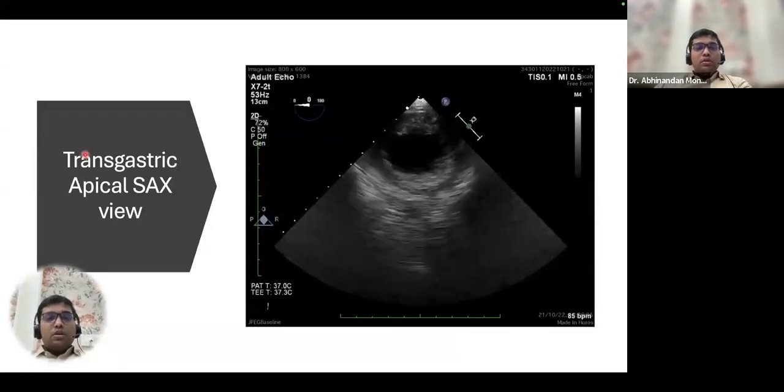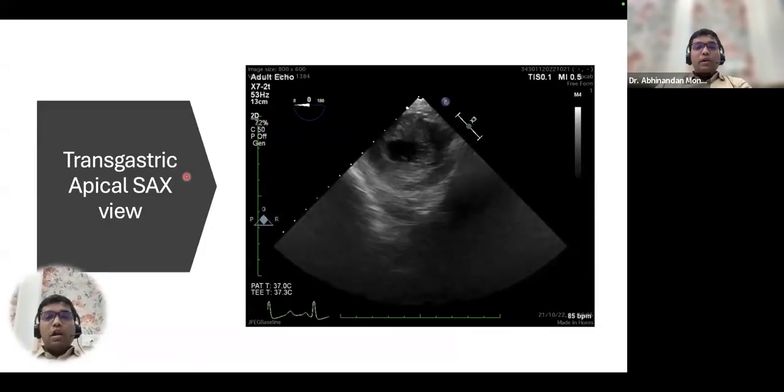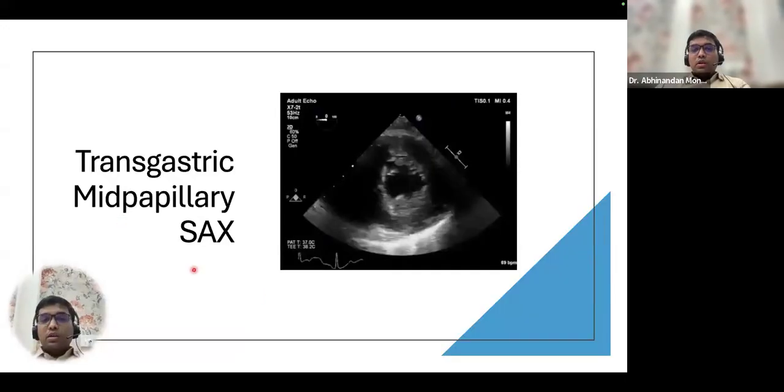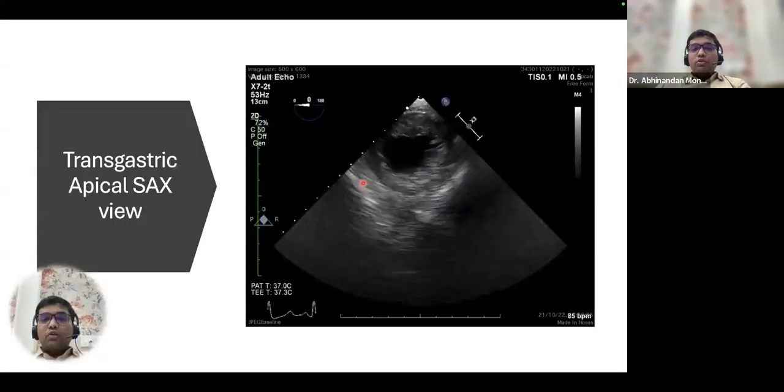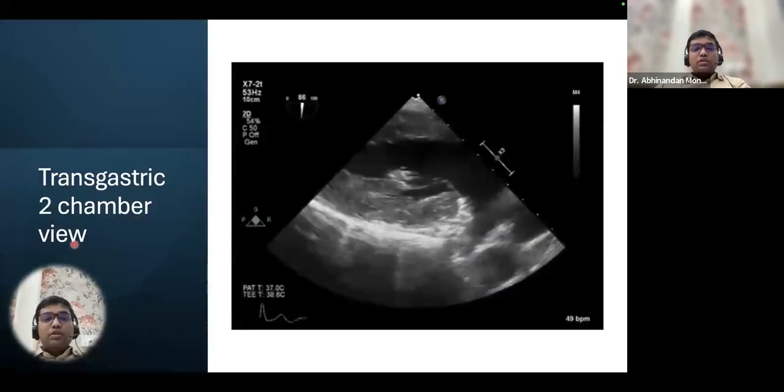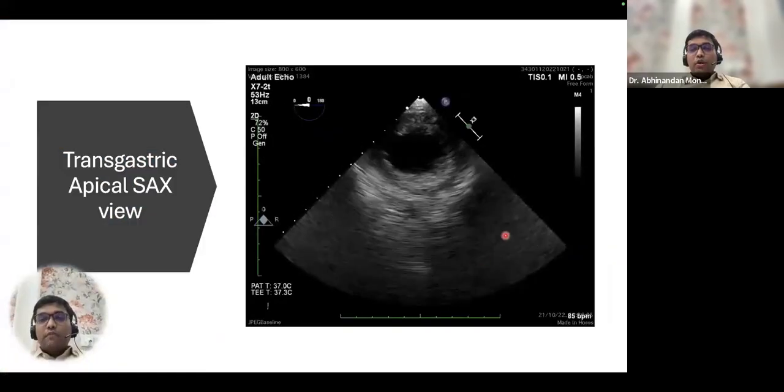Further down, you will be able to see the transgastric apical short axis view. In the mid papillary view you will be able to see the papillary muscles. This is your anterolateral papillary muscle, this is the posteromedial papillary muscle, and further down you are not able to see any papillary muscle. So this is your apical short axis view. Now this is a transgastric two chamber view. This transgastric two chamber view, you will come to from this image.